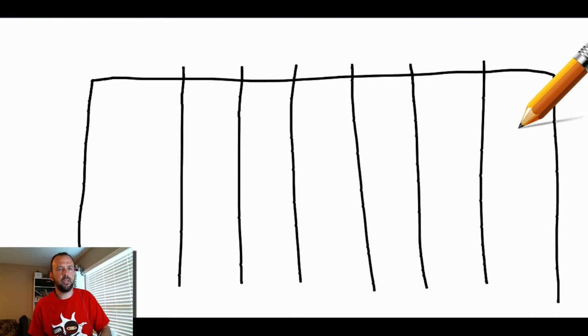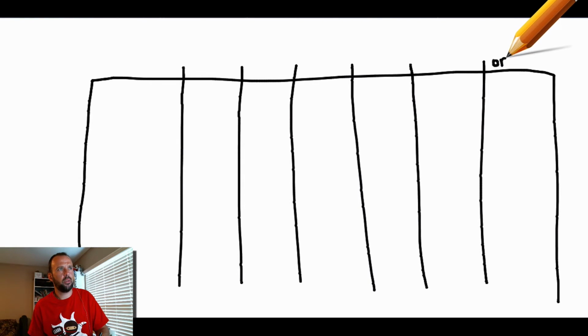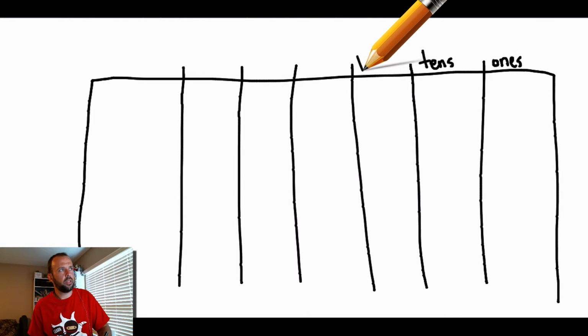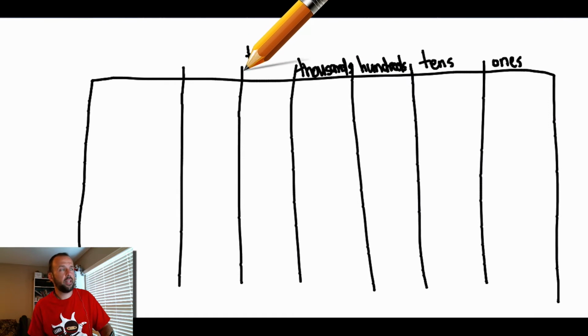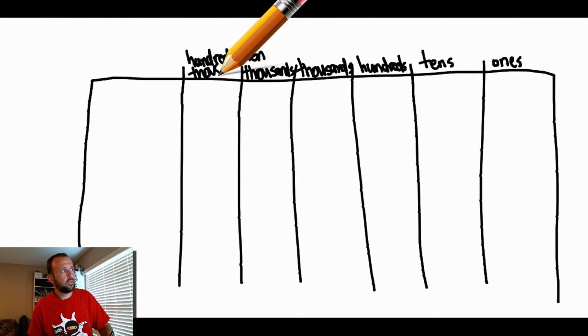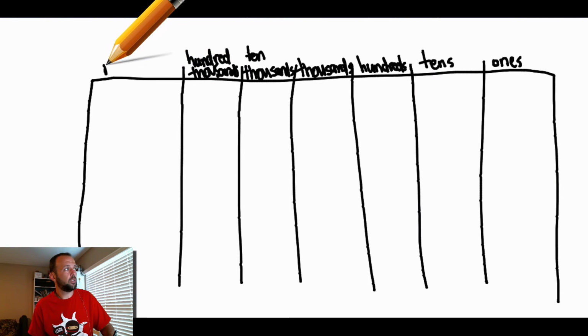Okay, so I have my blank place value chart here. I'm just going to label it up real quick. So we start all the way over here on the right with our ones. Next we have our tens. Then we have our hundreds. Then it's our thousands. Next we have our 10,000s, our 100,000s. And then finally our millions, which is that last place value that we got to.